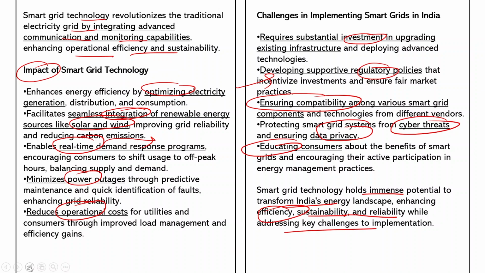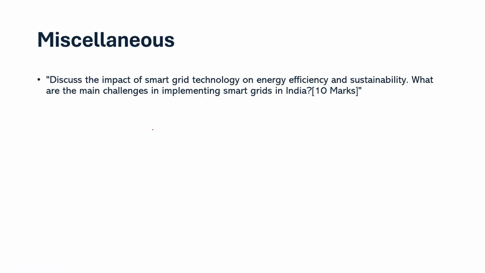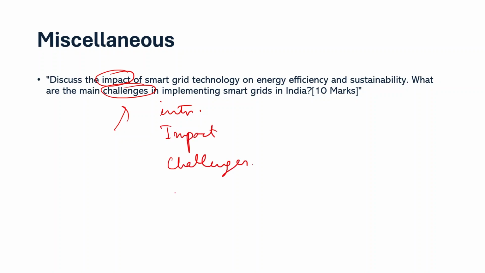So all these are ways in which smart grid technology can help. So this is the way in which you can write this answer. First you write about the impact and then you write about the challenges, right. Discuss the impact and what are the main challenges, right. You have defined also in the introduction, you will define, then you will write impact, then you will write challenges, and then you will simply write conclusion, right. This was the way in which we have proceeded.